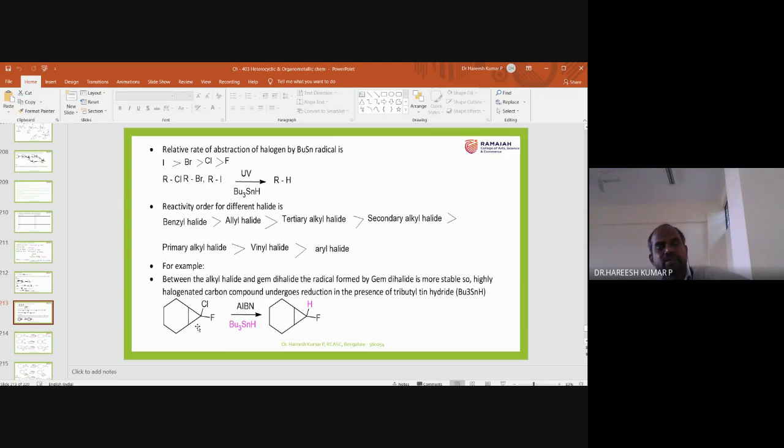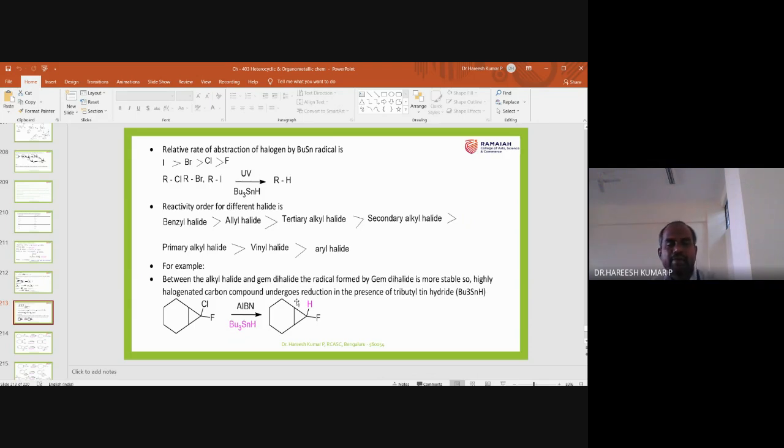What is the mechanism? First, AIBN undergoes homolytic cleavage, forming a free radical. That free radical reacts with the tributyl tin hydride, forming a tributyl tin radical. The tin radical reacts with this reactant, forming an R radical. That R radical again reacts with one more molecule of tributyl tin hydride, giving rise to this product. So four steps are involved in the conversion of halide to hydride. So this is one example.